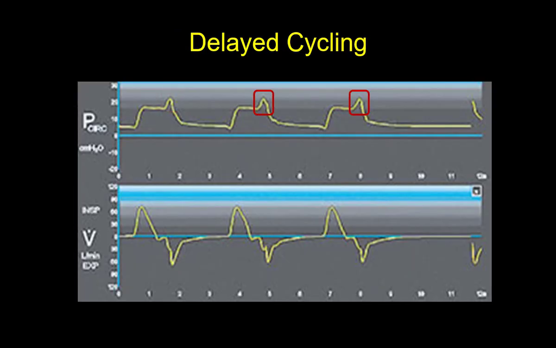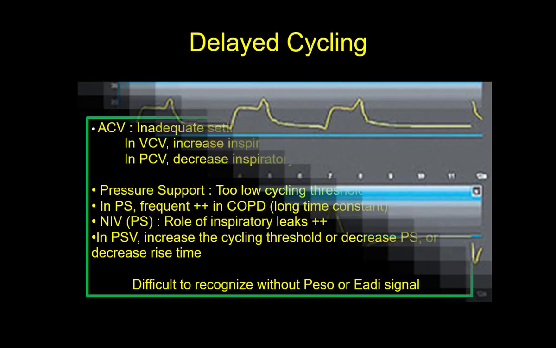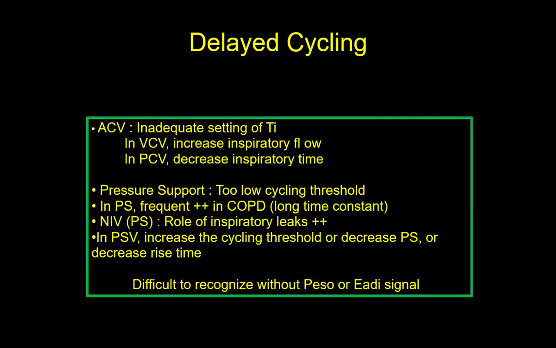Delayed cycling classically looks like this, a horn on your pressure curve. If you see this, you can understand that is delayed cycling. So basically the inspiratory time is too long or too short? Too long. So you have to reduce the inspiratory time here. In pressure control, we will decrease the inspiratory time. In pressure support, it is too low a cycling threshold. So what you do, instead of 25%, you set it at 35% or 45%.